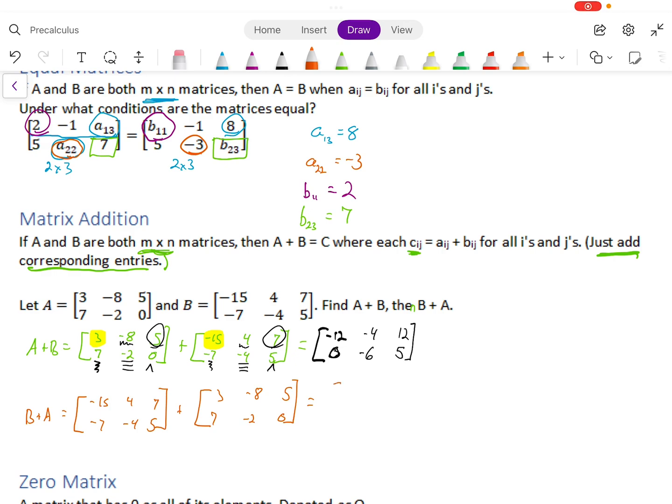So if we added these, we would still get negative 15 and 3 is negative 12. 4 and negative 8 is negative 4. 7 and 5 is 12. Negative 7 and 7 is 0. Negative 4 and negative 2 is negative 6. And 5 plus 0 is 5. So we see here that addition of matrices is commutative.